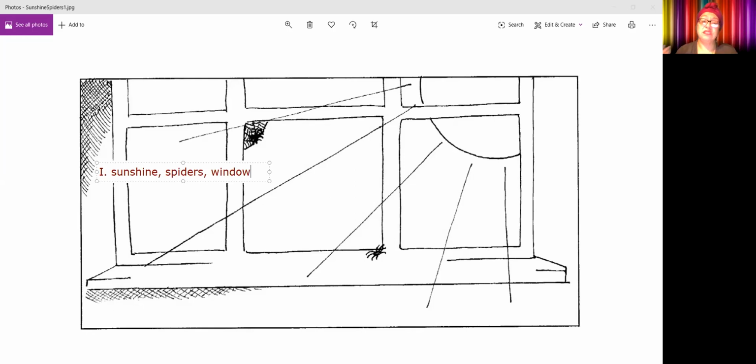You can put these in any other order, or use different words like windowsill and spiders, or sun instead of sunshine, however you want to do it. Just remember your Roman numeral 1 must be the central fact in the picture. If you start telling the story with the first sentence, then you're not really being true to the rules. So you've got to remember the rules. The first sentence, this Roman numeral 1, has to be the central fact of the picture.